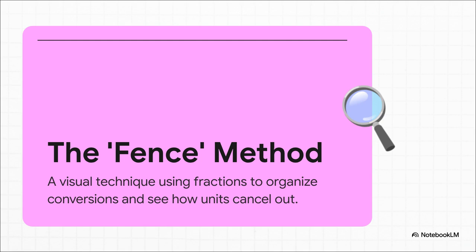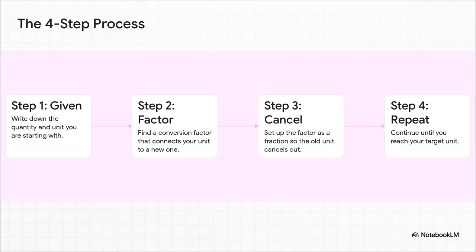It's just a really simple visual way to keep all your conversions organized and make sure everything cancels out just the way it's supposed to. And the process itself is just beautiful in its simplicity. Step 1, you write down what you know, the given value. Step 2, find a conversion factor, something like 1 mile equals 1.609 kilometers. Step 3, and this is the most important part, you set it up as a fraction so that the unit you want to get rid of cancels out. And then you just do it again and again until you land on the unit you were aiming for.